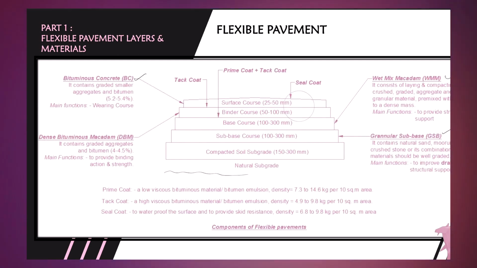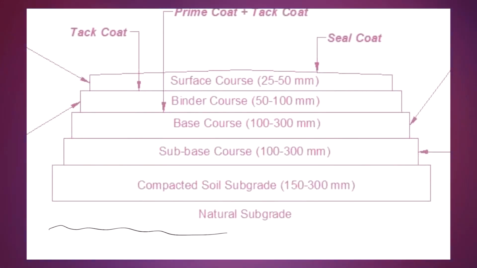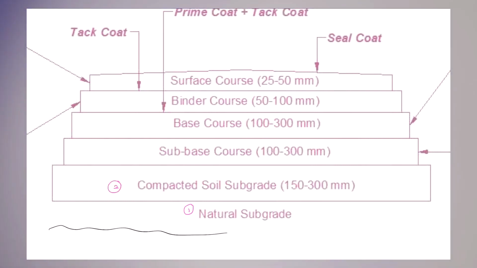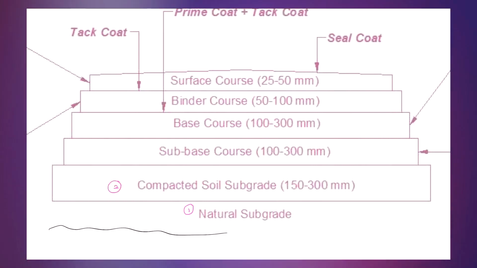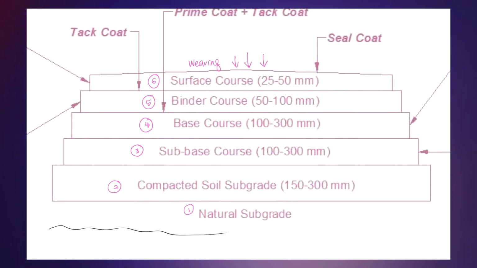This is a typical diagram of a flexible pavement. As you can see, it consists firstly of the natural subgrade, and then soil is compacted above the natural subgrade. Note that natural subgrade may consist of gravel or hard rocks. Then there is an optional layer of subbase course, and above it is the base course, followed by the binder course and also the surface course or wearing course. This wearing course will be the first layer to receive traffic loading.